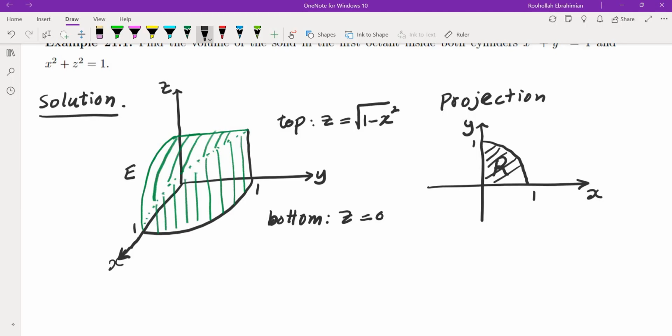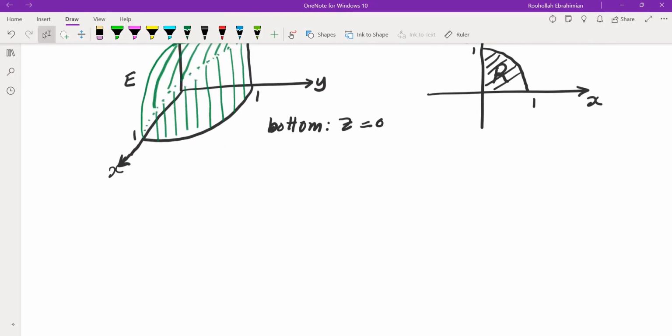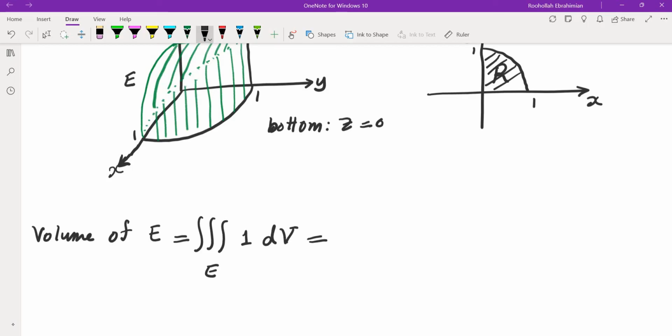Now, since the projection onto the xy plane is a polar region, it is best to use cylindrical coordinates. So the volume of E is equal to the triple integral over E of 1 dV. By what we have talked about before, the triple integral of density gives you the total mass. And if the density is 1, mass and volume are the same.